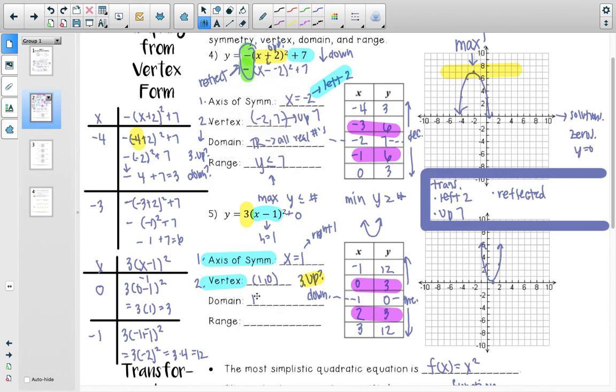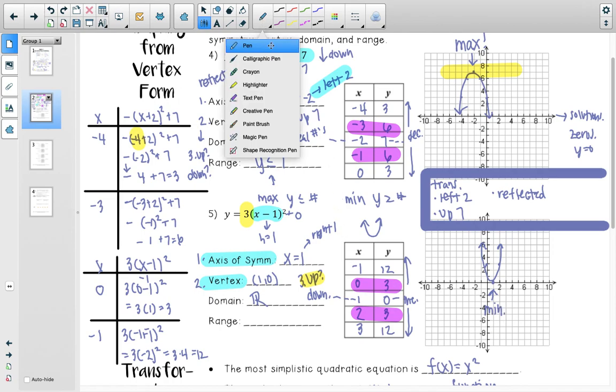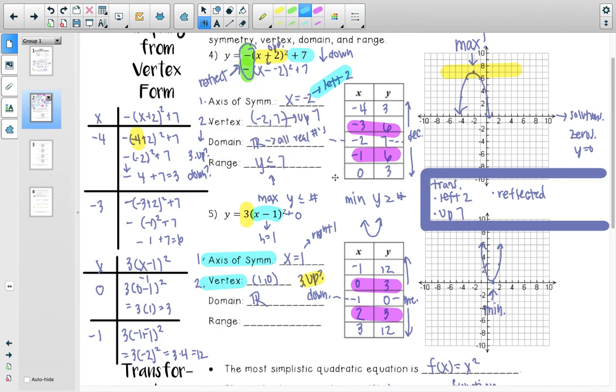Domain is always, always, always all real numbers. This thing's going to keep stretching left and right. Okay, this right here is called a what? It's called a minimum or a vertex. Yes, minimum's what I was looking for. Because there's a minimum, it's going to be y is greater than or equal to whatever that y value is. So it's going to be y greater than or equal to 0.